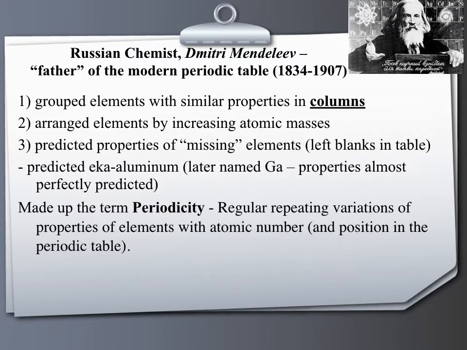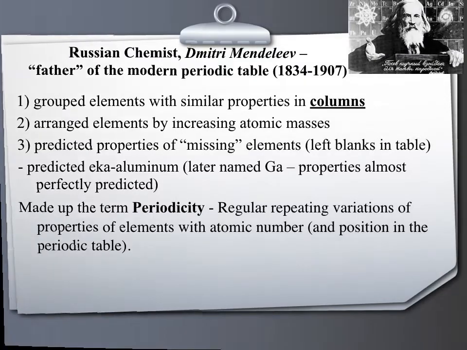He predicted an element that he called eka-aluminum, which later was named gallium. And the properties that he predicted were almost perfect. He made up the term called periodicity, where regular repeating patterns of variations of properties will then increase with atomic number and also with their position on the periodic table.